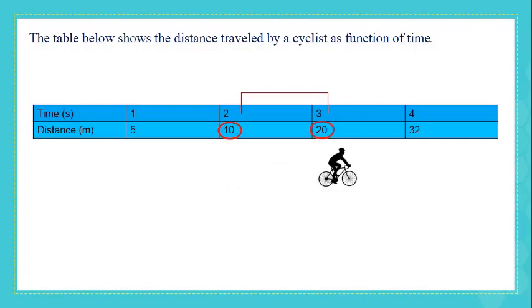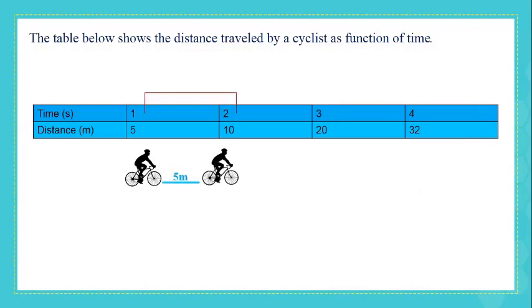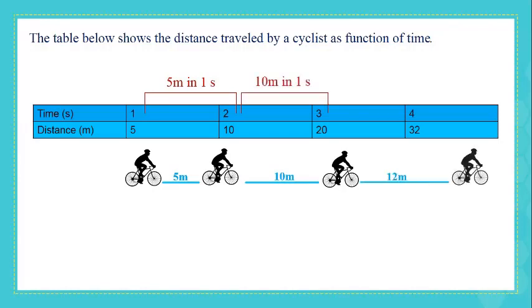From 10 to 20, 10 meters are covered in 1 second. He continues moving to reach a distance of 32 meters. From 20 to 32, 12 meters are covered in 1 second. The cyclist covers 5 meters in the first second, 10 meters in the next second, and 12 meters in the next second.